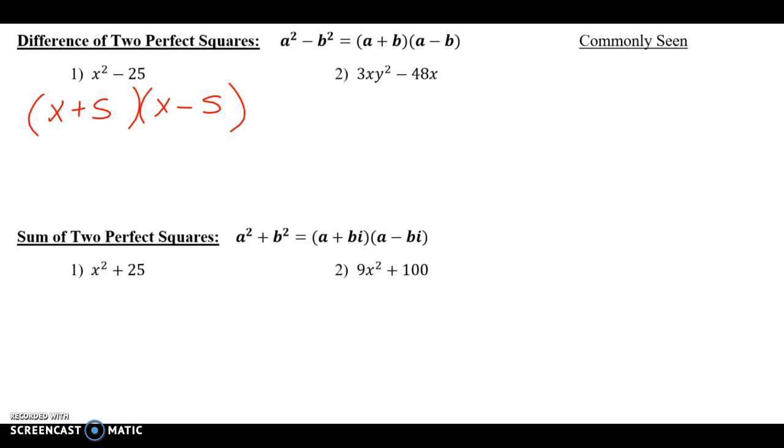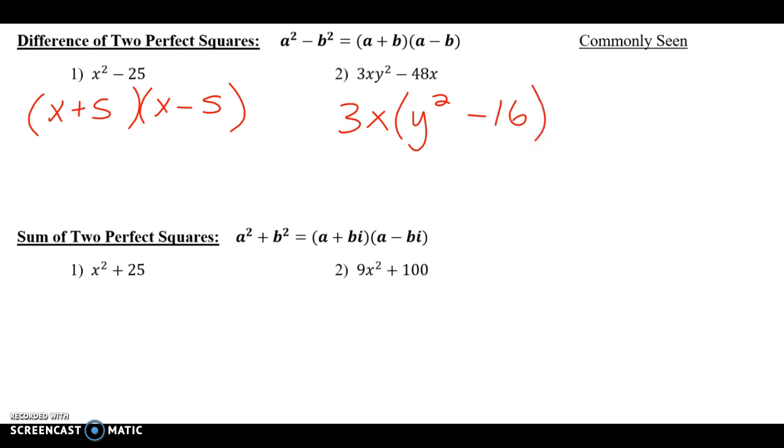Okay, now number 2. Is 3 a perfect square? No. Is 48 a perfect square? Is x a perfect square? No. So what do you think we need to do first? Greatest common factor. Yep, what did both of those terms divide by? 3? Yeah, and they both have 1x. So 3x. And then left behind would be a y squared in front, minus 48 divided by 3 would be 16.